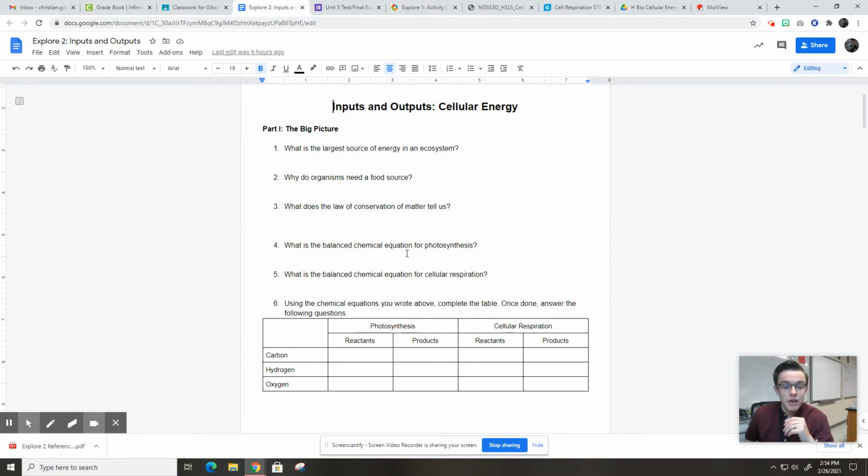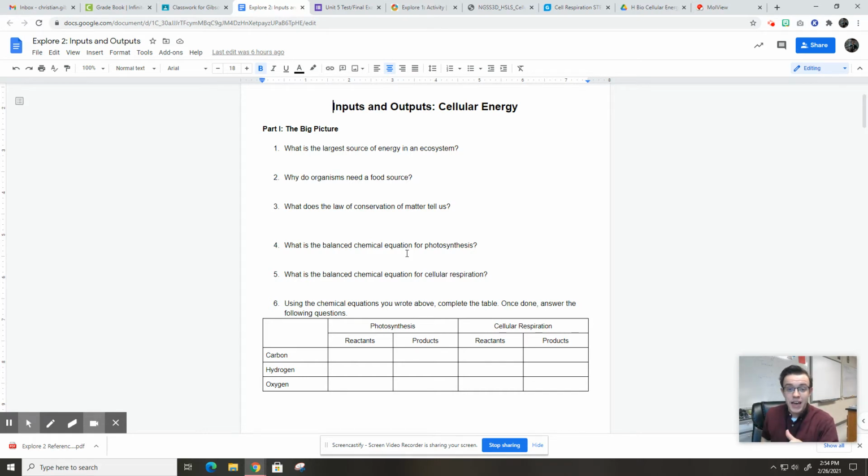Number three, what is the law of conservation of matter? It simply says that matter cannot be created or destroyed, or another way to phrase that might be mass cannot be created or destroyed. Number four, what is the balanced chemical equation for photosynthesis? The chemical equation for photosynthesis is carbon dioxide plus water yields glucose, C6H12O6, plus oxygen.